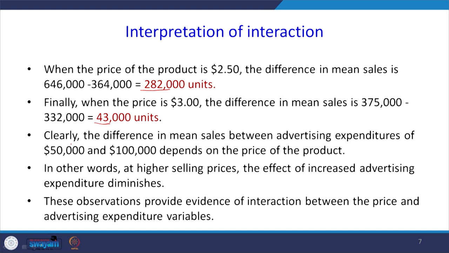Clearly, the difference in mean sales between advertising expenditure of $50,000 and $100,000 depends on the price of the product. In other words, at higher selling prices, the effect of increased advertising expenditure diminishes. Actually, when the price of the product increases and we increase the advertising expenditure, the sales also have to increase, but it is not happening so. So, what is happening? When the selling price is increasing, the effect of advertising expenditure on the sales diminishes. These observations provide evidence of interaction between the price and the advertising expenditure variables.